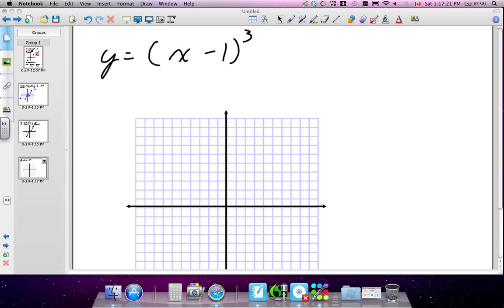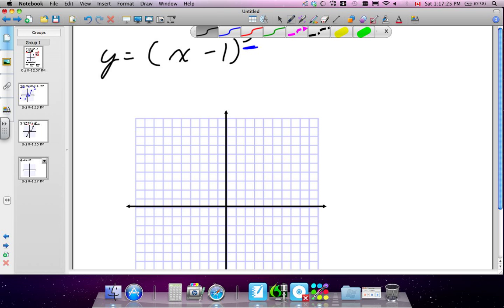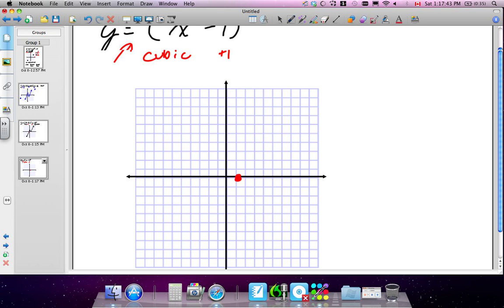In this sense, we look at the degree of the function. We know this is cubic. And the degree, or sorry, the x-intercept's going to be +1. So we put that x-intercept in. And again, we know that because the leading coefficient is positive, we're still going from quadrant 3 to quadrant 1. Okay, so quadrant 1, quadrant 3.